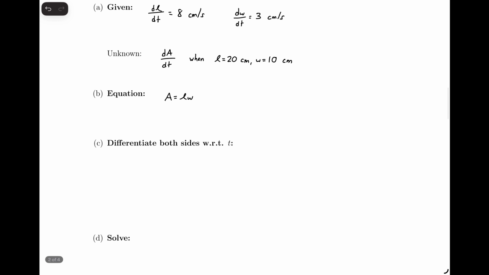Okay, now we need to differentiate both sides with respect to t. So we have d/dt of A is going to be equal to d/dt of L times W. The left side of this equation is pretty easy. d/dt of A is just dA/dt. But with the right side, since we have two variables that we're differentiating, we need to remember to use the product rule. These related rate problems, it's been a while since we've done product rule, quotient rule, chain rule, but we still have to remember to think about them since they're all variables.